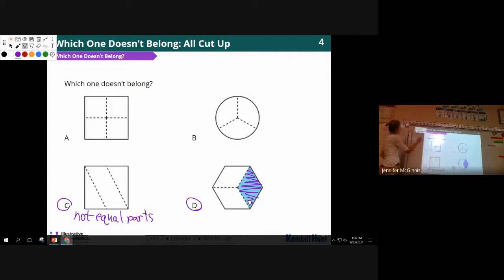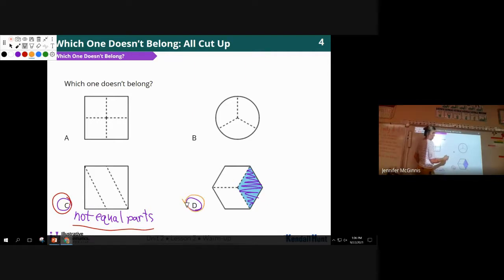Table 2, what do you think? C. Why C? Because it's not equal parts. Not equal parts. Okay, table 3, what do you guys think? It's D because the parts aren't equal.